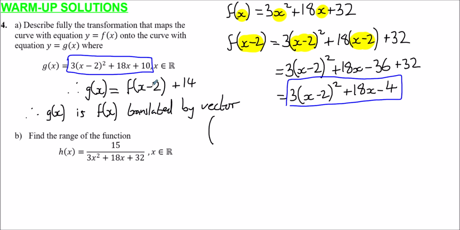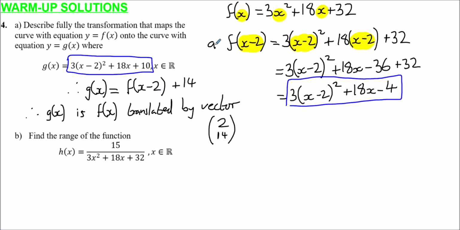Like I say, 2 to the right, 14 up. So top number's 2, bottom number is 14. And finally here, find the range of a function h of x equals 15 over 3x squared plus 18x plus 32, where x is any real number.